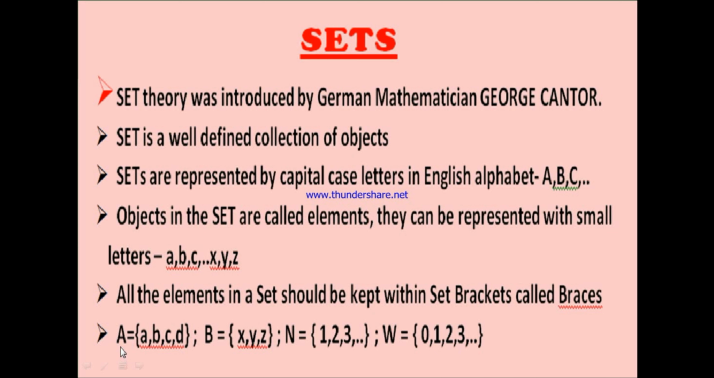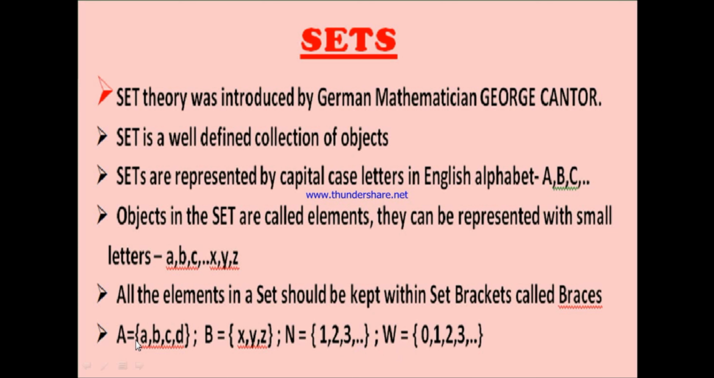Anyhow, the set should be represented with capital case letters, and the elements in the sets may be represented with small letters. And all the objects of a set are called elements. And these elements should be written with commas in between, and there should be curly brackets at the beginning and at the end. Like this you can represent a set.